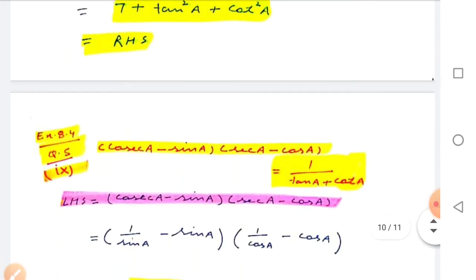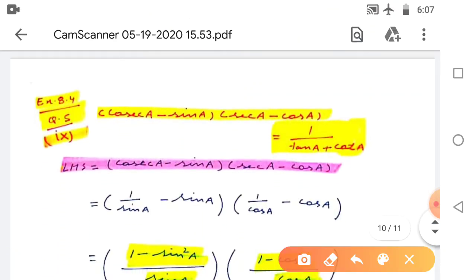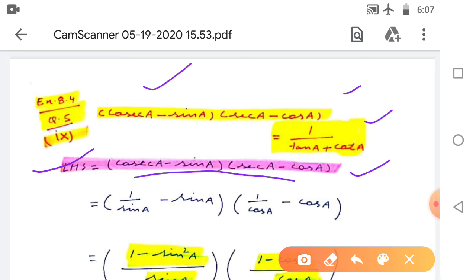Now come to the 9th part of this question, question number 5. That is (cosec a minus sin a) into (sec a minus cos a) is equal to 1 upon (tan a plus cot a). We have to prove this. Clear? So we start with LHS. Look at the LHS, cosec a minus sin a into sec a minus cos a.